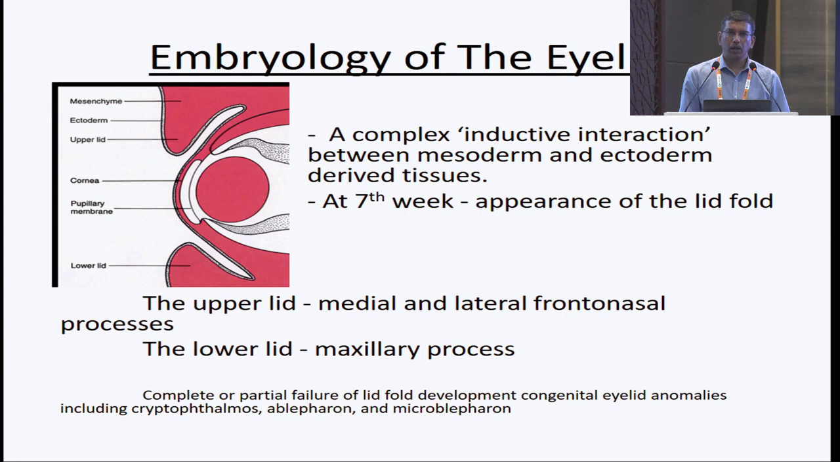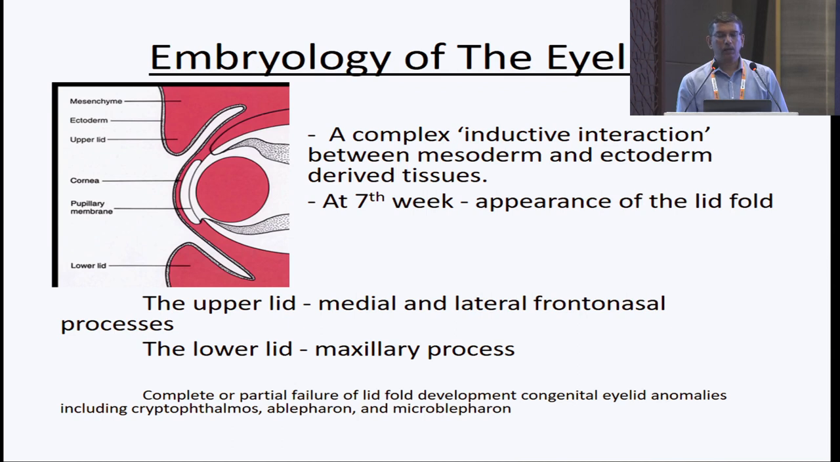To understand the anomalies, you need to know how the eyelid develops, the upper lid and the lower lid. They do develop separately. The upper lid has medial and lateral frontonasal processes, the two processes which form the upper lid, while the lower lid is formed by a single process called the maxillary process. So that is why when you see the lid notch defect, it's mainly in the upper lid, involving the medial two-thirds, while in the lower lid, it is more lateral.